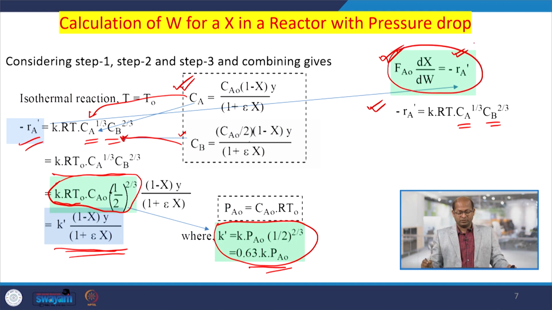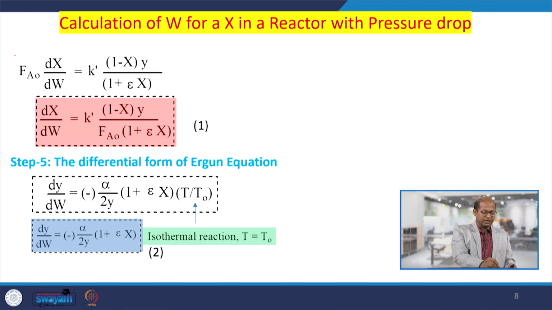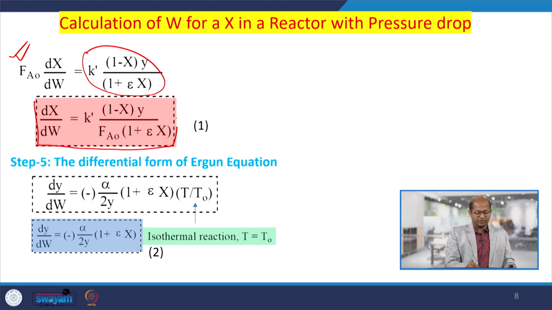Here we can substitute this rate in terms of initial concentrations, conversions and pressure ratio. So, this is the design equation. We are substituting the rate part here, and then dX by dW that we are getting is equation 1.